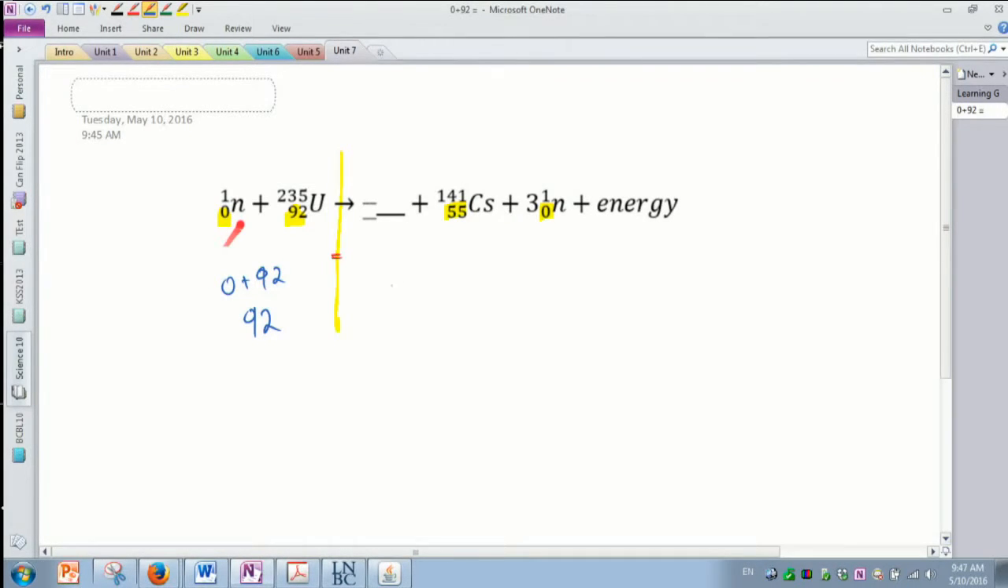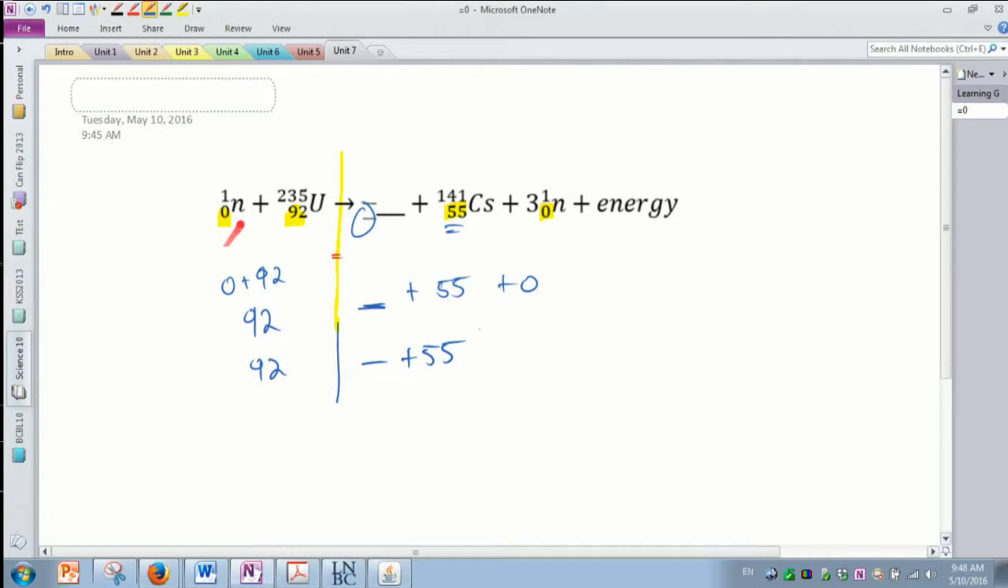On the right side, I have this here. I'm not sure what that is. It's just a blank. And then I have another 55 here. And then I have 0 here. So I have 92 on my reactant side, and I have something plus 55 on my product side. So what is that something?